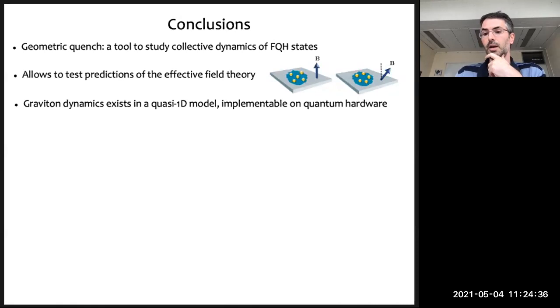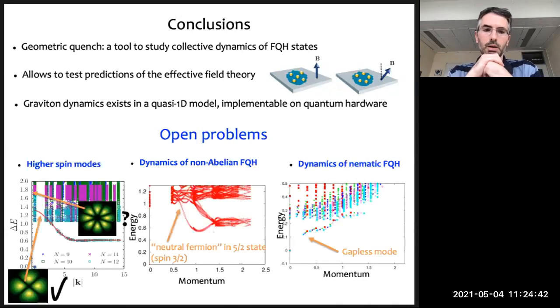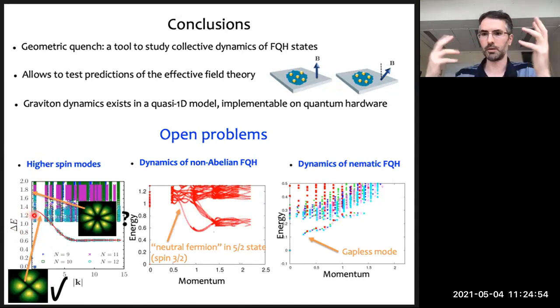point. And there are lots of open questions, and I want to advertise just a few of those. One important question is these higher spin modes. So the particular quench that we did here is the one that probes this quadrupolar excitation in the spectrum, what we call the fractional quantum Hall graviton. And that's the one that responded predominantly to the quench that we did.